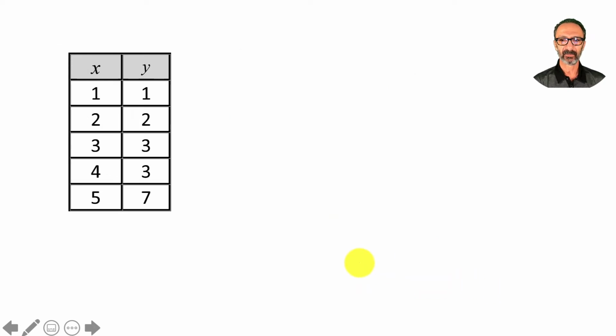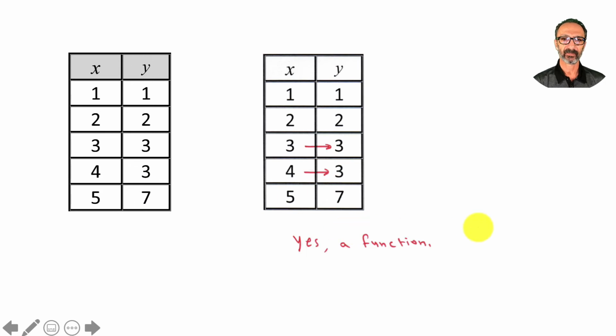Here's another example. Is this a function? What do you think? Notice that I repeated the 3 here, right? The answer is yes. Because 3 is going to 3 and 4 is going to 3. They share the output, but that's not our topic. Our topic says every input has to have exactly one output. I could see 3 has only one output, and the 4 has only one output, so yes, it's a function.